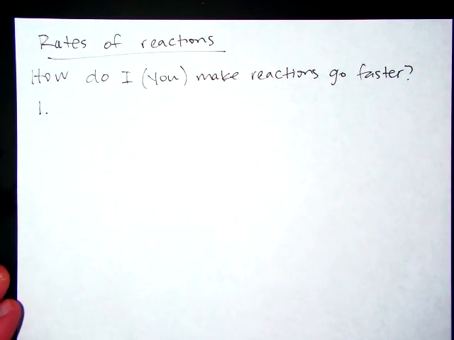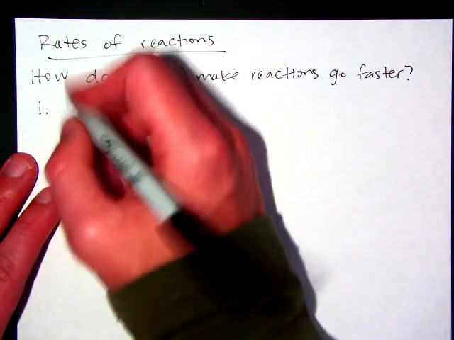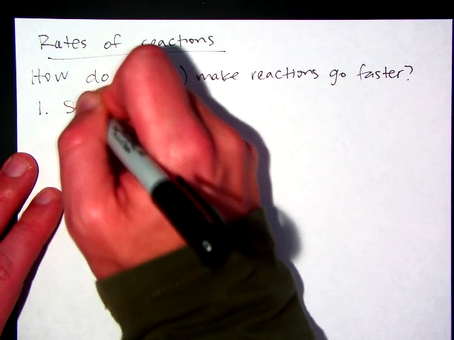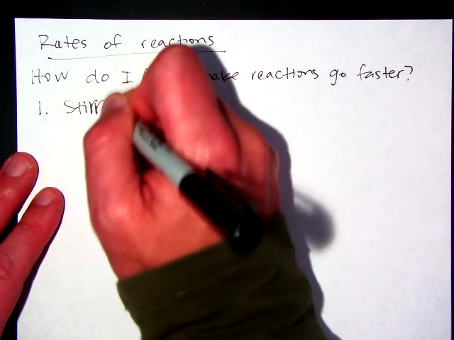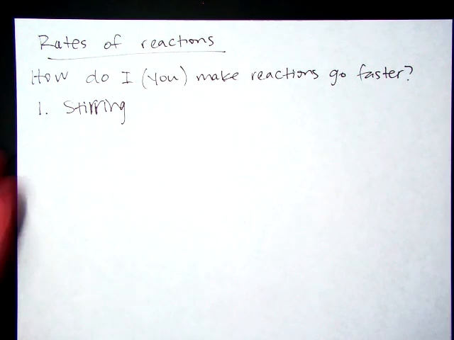Imagine one of the reactions is sugar dissolving in coffee. How do I get that to happen as fast as possible? Stir it is an excellent example. Stirring is one way. That says stirring in case you can't read it. Why would that make the reaction happen faster? What is actually physically happening when you stir something?